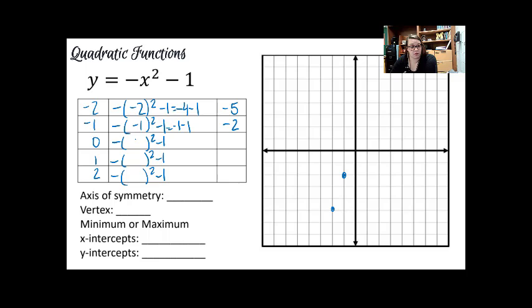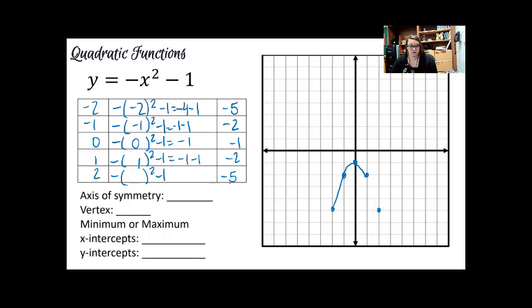And now I'm ready for my third point. If I put in a 0, this whole thing goes away and I'm just left with -1. So 0, -1. If I put in a 1, I've got 1 squared is 1. Put the minus in front of it, -1 minus 1 is -2. So 1, -2. Notice on your graph, can you tell where the next point should be? I think it'll be there. This is the point 2, -5.